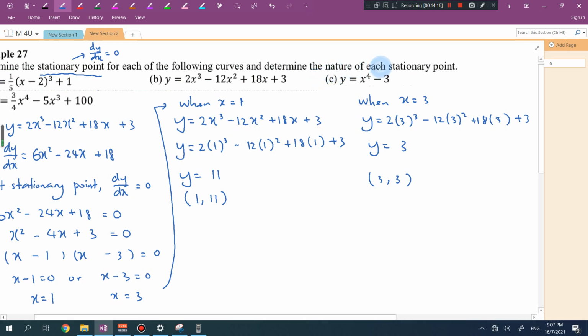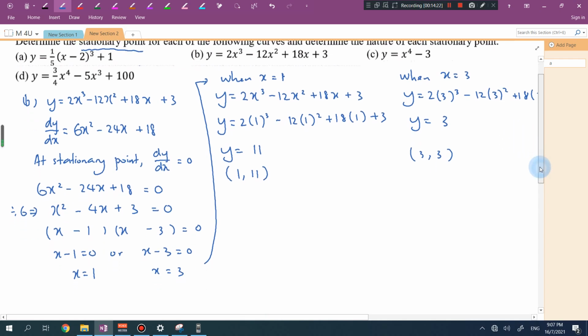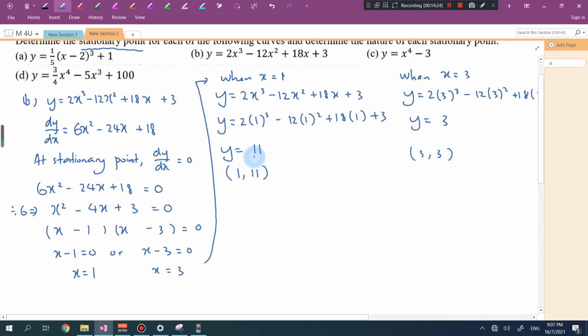We need to determine the natures of each stationary point. Which one is maximum or which one is minimum. So same thing, you can use the first derivative test or the second derivative test. dy/dx is equal to 6x squared minus 24x plus 18. So here I'm going to show you the second derivative test. I find the second derivative d2y/dx squared, 2 times 6, 12x minus 24.